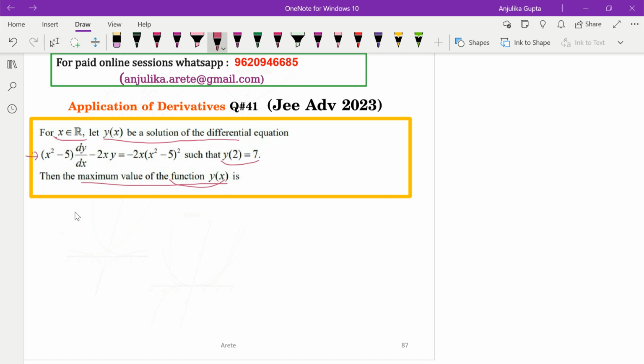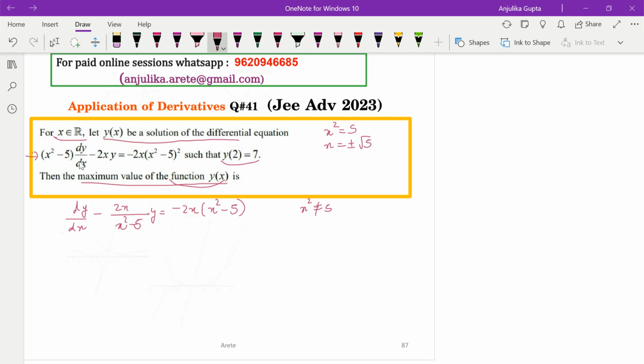So how do I solve this differential equation? It is very clear that you can form a linear differential equation out of it by dividing by x square minus 5 throughout. When you divide by something, just make sure that it is not 0. That means when I'm dividing by x square minus 5, I should assume that x square is not equal to 5, right? Because when x square is equal to 5, x is equal to plus or minus root 5.